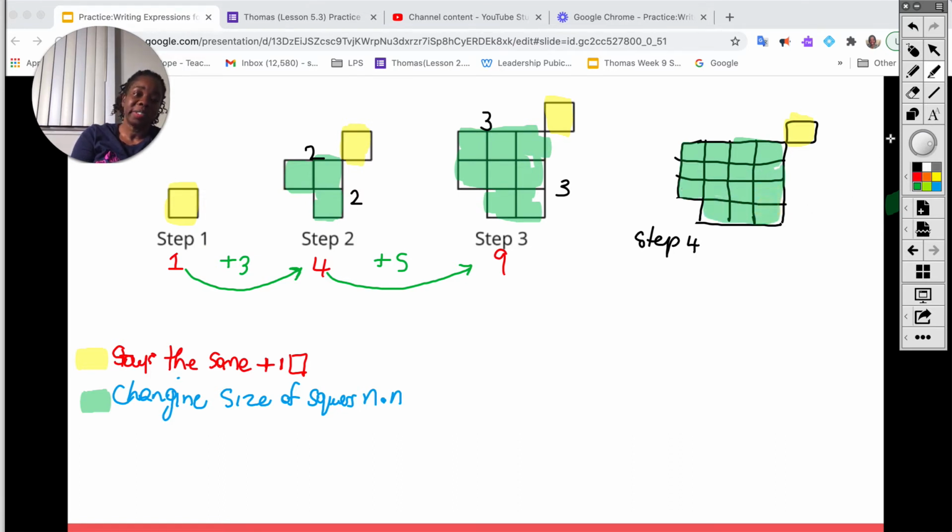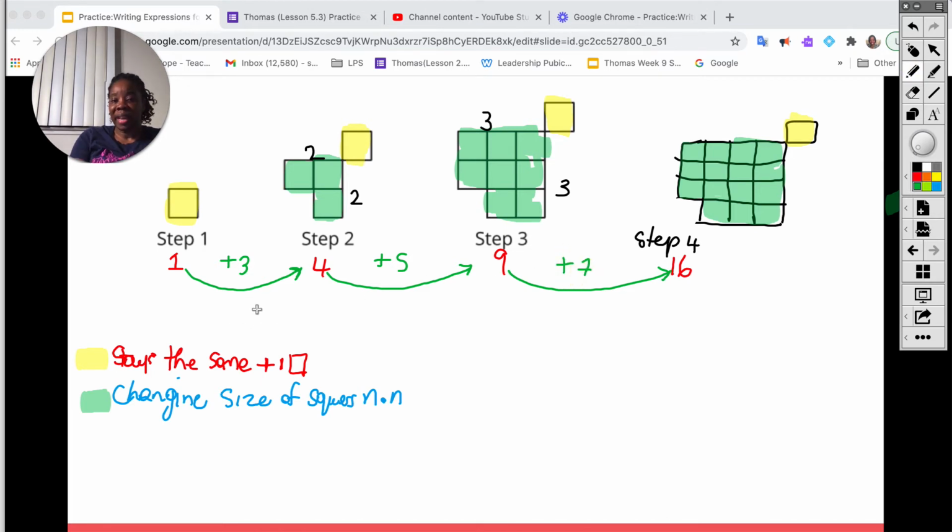All right, how does this connect to the numbers that I already have? So the total number of squares in step 4 is going to be, oh, how many squares is that in total? That is 16. And then to go from 9 to 16, that's a plus 7. Let's clean that up. So this is a plus 7.